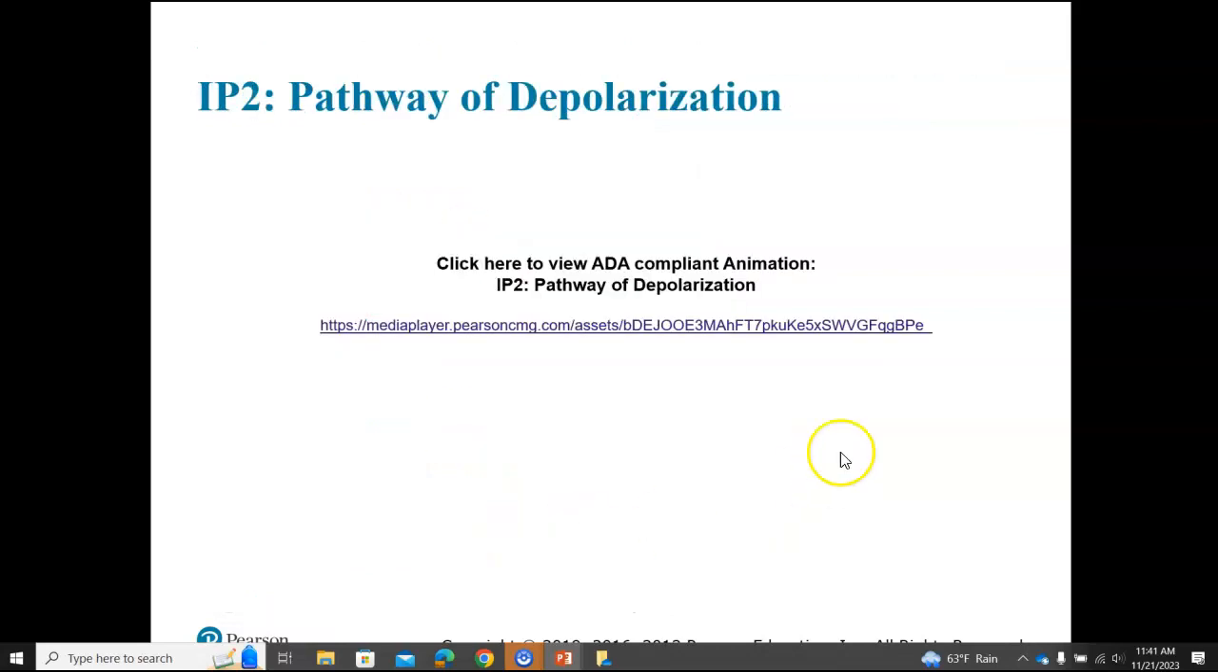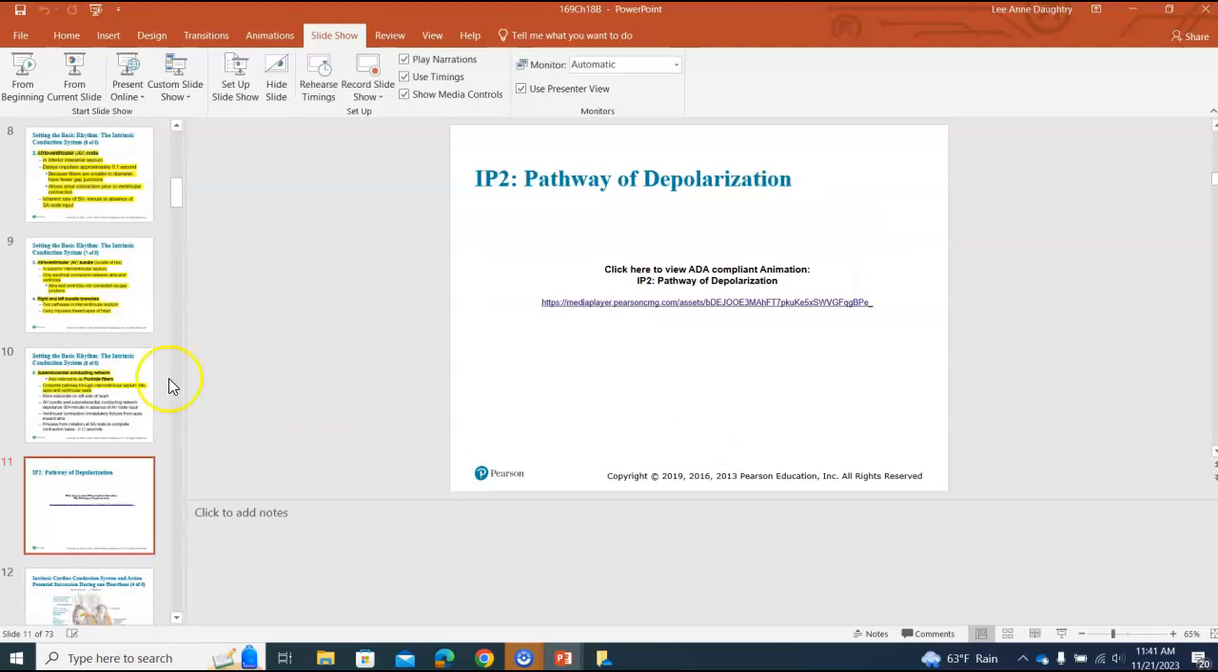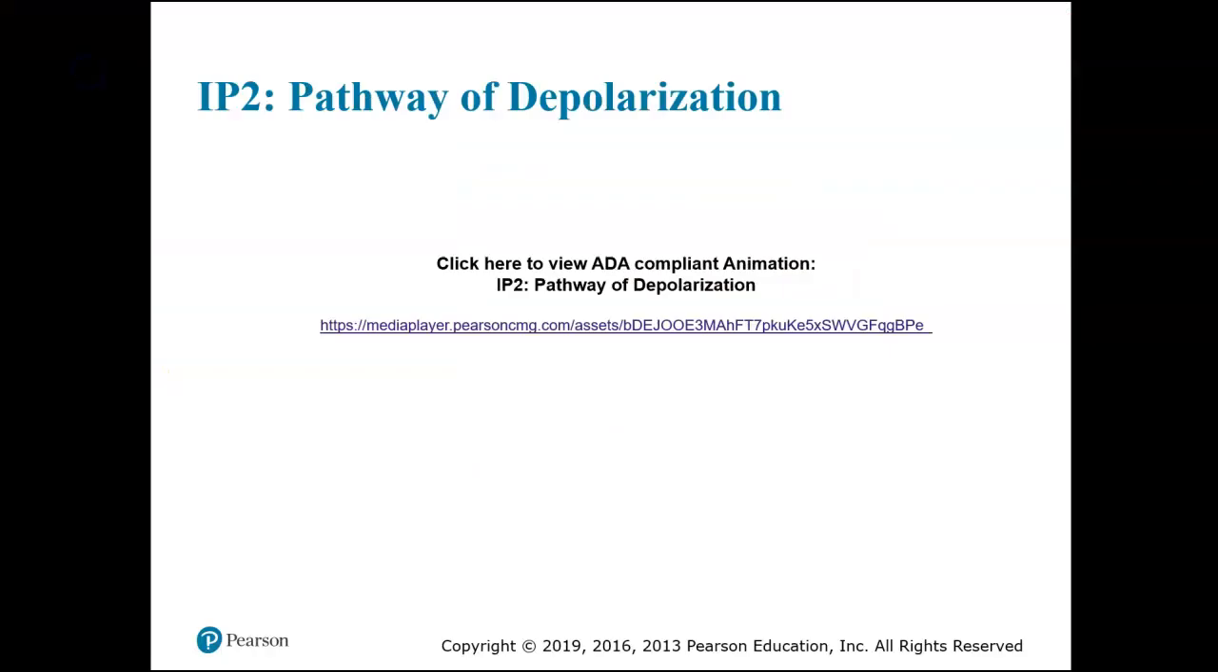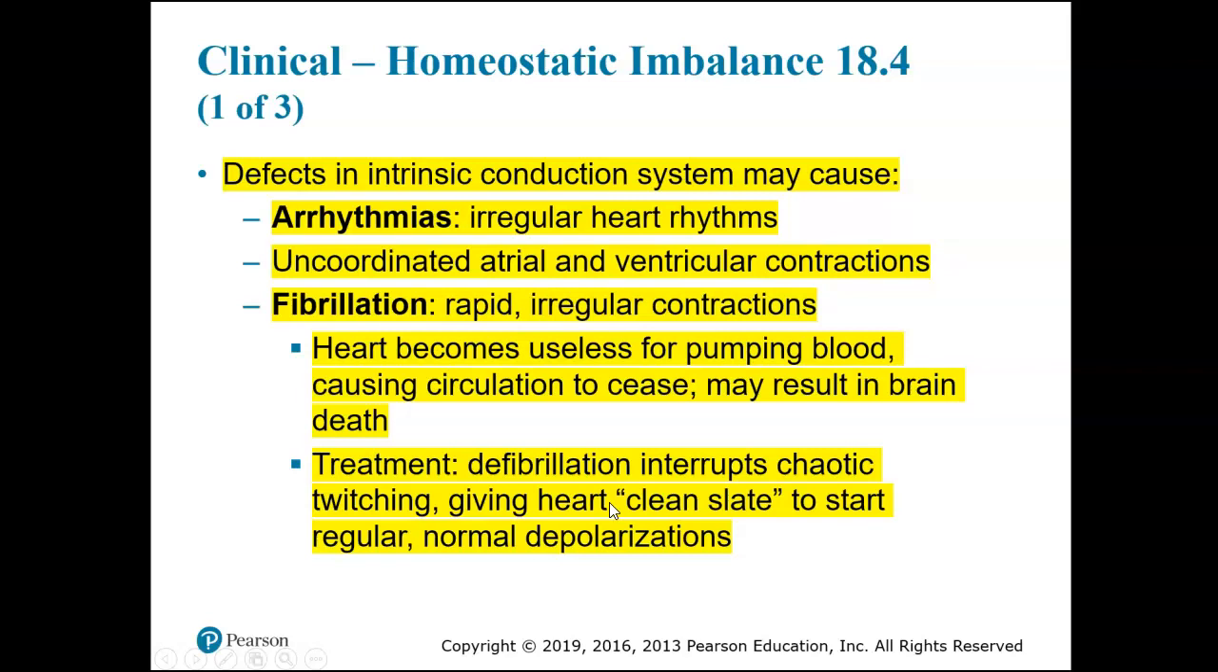There is a good video link, and this is slide number 11. And then this shows you the pathway from the SA node to the AV node to the bundle of His, the bundle branches, and then the Purkinje fibers or subendocardial conducting network.